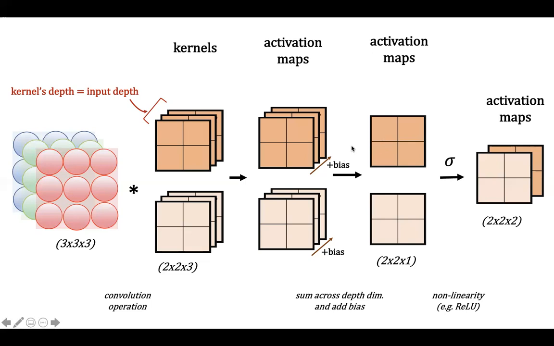And what you do next is, again, summation, but across the depth. So you sum up all these channels, and you also add the bias term. So this will result in a 2 by 2 by 1 activation map for each kernel. Then we usually apply some sort of nonlinearity, for example, ReLU, in the same way as in densely connected networks. And we combine all the activation maps from the kernels. So in this case, we will have 2 by 2 by 2 because we have 2 kernels.